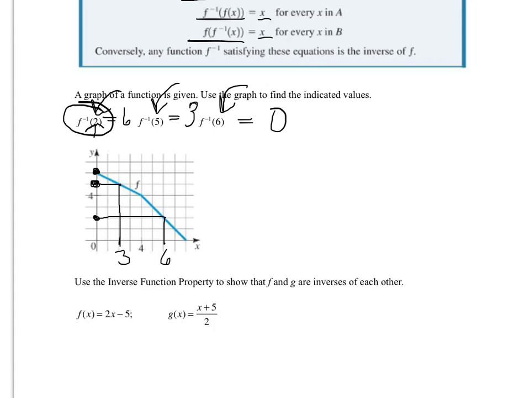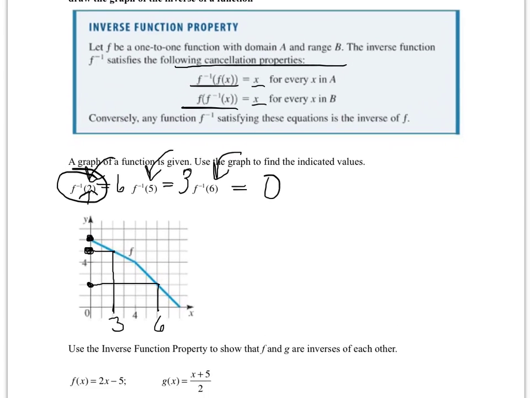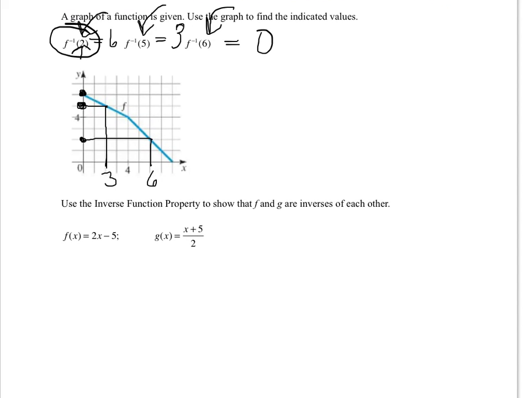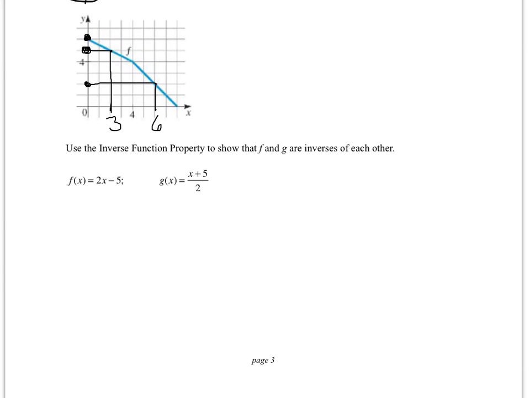Okay, the inverse function property is right here, the cancellation properties, and we'll use that to show that this function f and this function g are inverses of each other. So in order to do that, we have to do f of g of x and show that that equals x. Well, that's f of x plus 5 over 2.